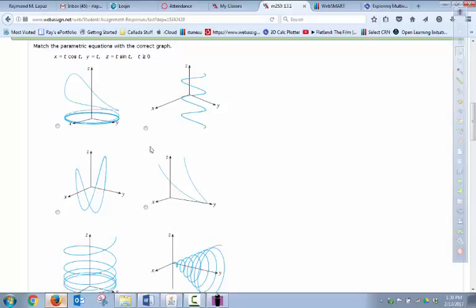Then you can select one of these. But if you can't, I suggest that you just type this into the 3D plotter graphing program, and then see what you can get out of it. Okay? All right. So let's move on.